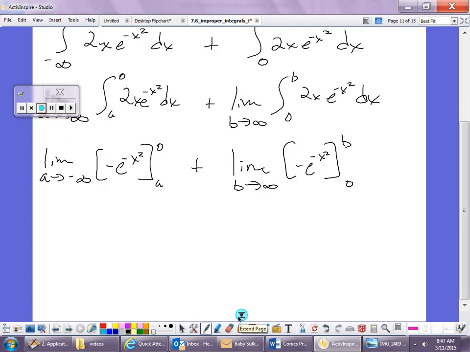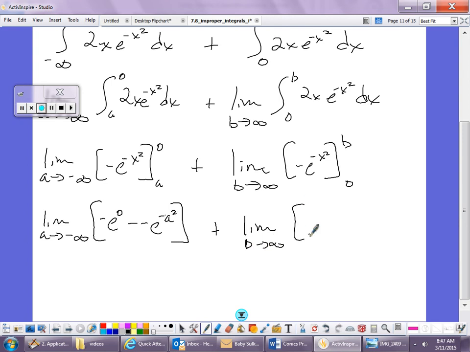Okay, what do we get here? Hopefully something good. Yeah, this actually works out kind of pretty. So that's going to be the limit as a goes to negative infinity of negative e to the 0 power minus negative e to the negative a squared power. And here, I'm going to end up with a limit. You have to keep track of the negatives here. Dealing with infinity is always a little weird.